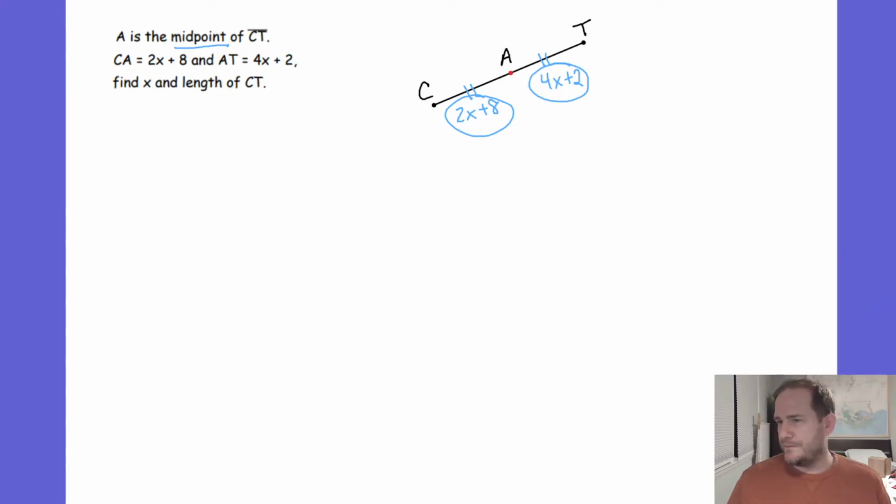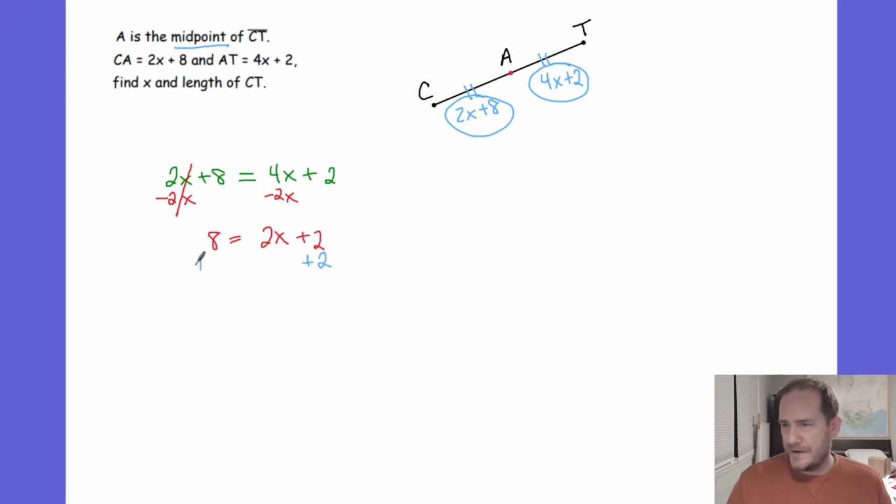2x plus 8 equals 4x plus 2. And again, I like to combine the x's first. So I look for which side has the smaller number of x's. This side has only 2. So I'll subtract 2 from here. And they'll cancel. I'll have 8. That now equals 4 minus 2. So only 2x plus 2. Then I need to add this 2 to make it cancel out. So I'll add 2 over here as well. I get 10 equals 2x. So finally I can divide by 2 to get 5.